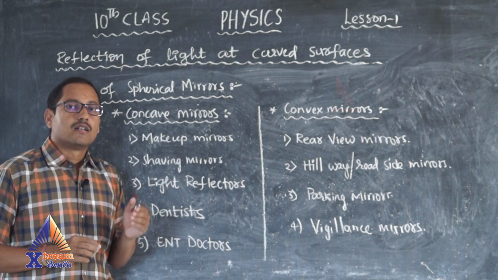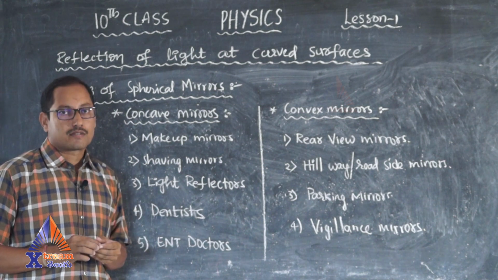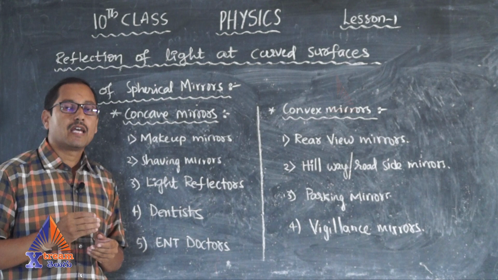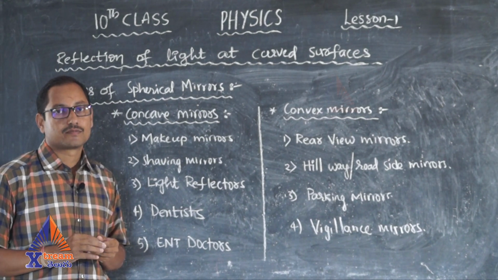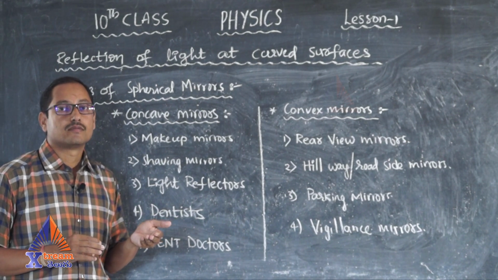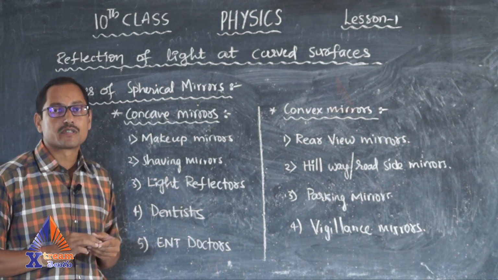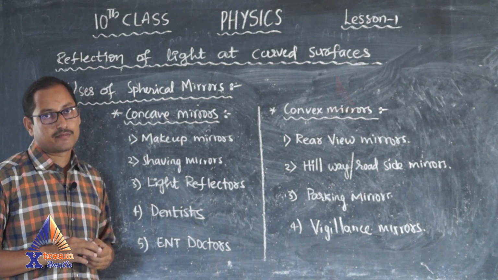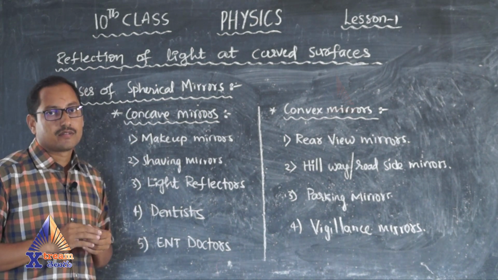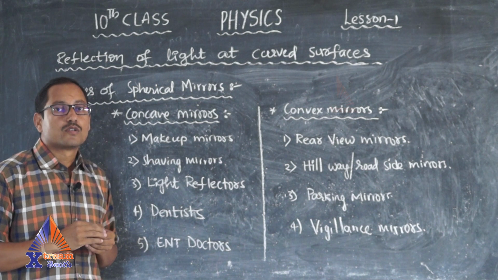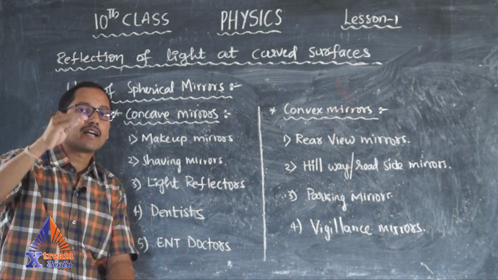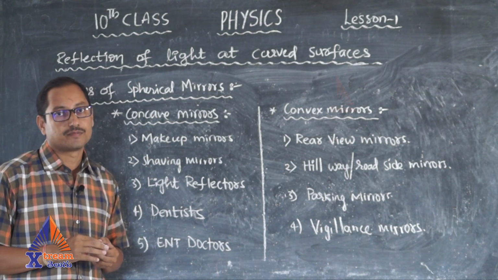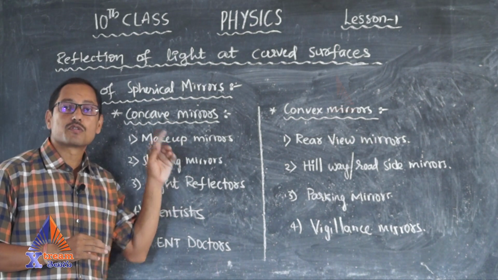When we use these spherical mirrors, we must know how they are behaving in different situations. What is their behavior? Then only we will be able to use the spherical mirrors. First, concave mirrors. Concave mirrors are used to see the magnified image. If you want to see, then use concave mirror.